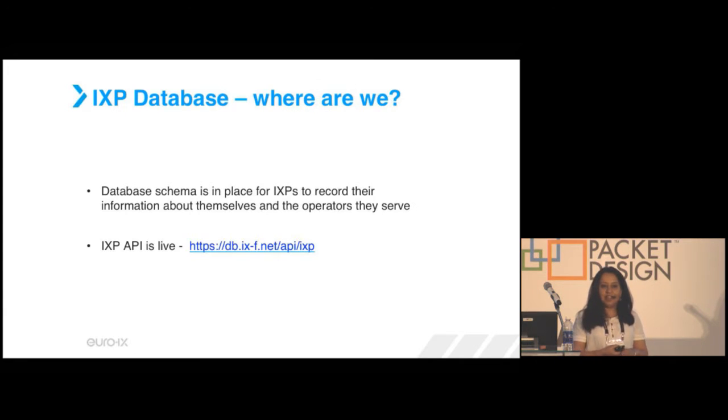So that's just the beginning of the database. Where are we now? We have a very basic database schema in place, and this records information about Internet Exchange Points, not just the Internet Exchange Points but the various services they provide, the customers that they serve, and the ASN information as well. The IXP API is live, and you can access it there for those that want to start using that.